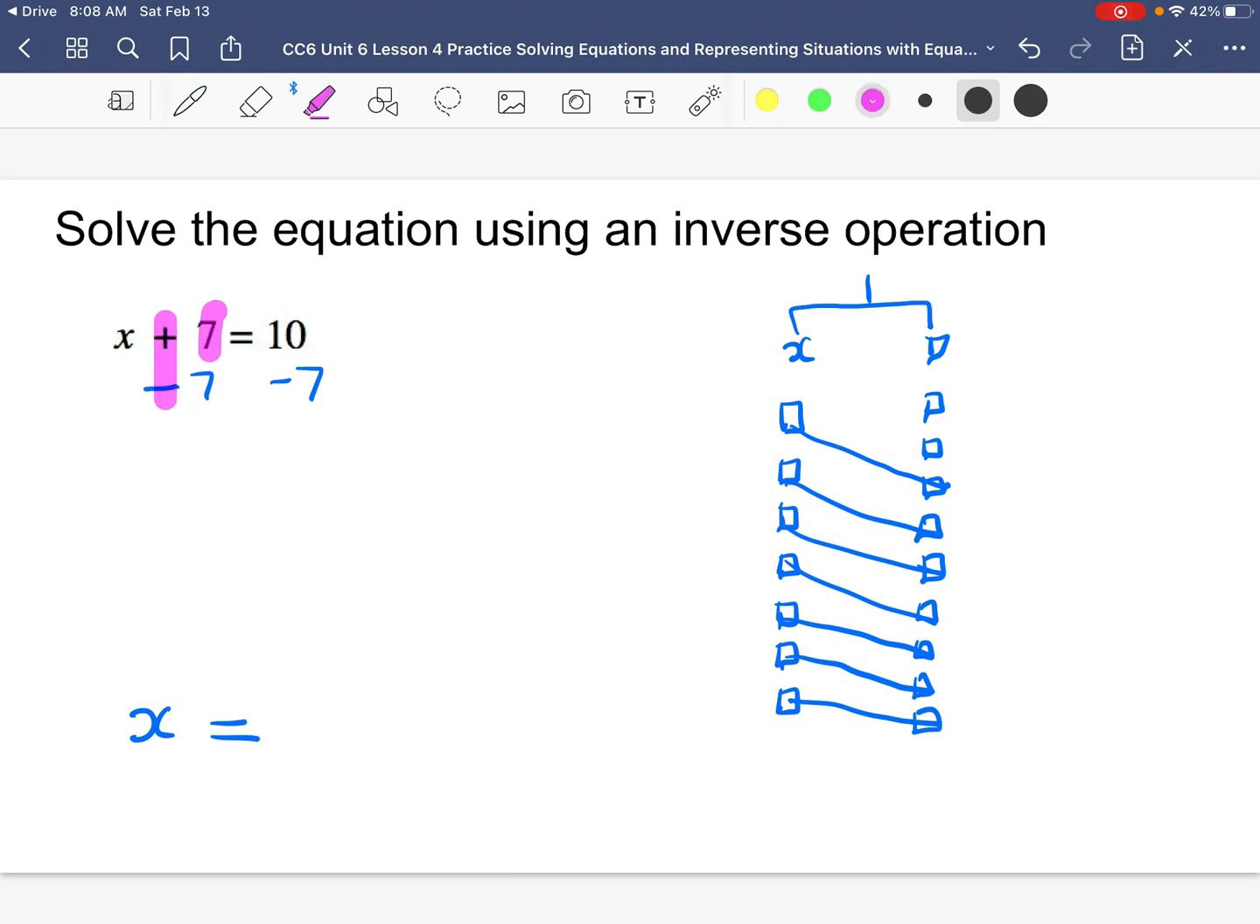So here we have our inverse operations. When I take away 7 there, I'm left with 0. x plus 0 equals, and on the other side, I'm taking away 7 as well. 10 minus 7 is 3. And we don't have to say x plus 0. That's the same as x. So x equals 3, which is what we got with the balanced hanger as well.